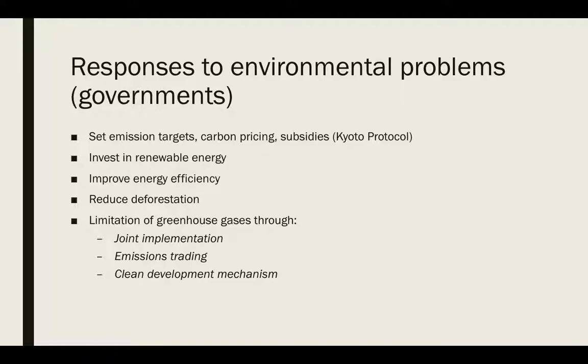There are several ways of responding to environmental problems. Governments try to tackle the problems together, as was done in the Kyoto Protocol, where countries set emission targets, carbon pricing, and subsidies. Other government responses are investing in renewable energies, improving energy efficiency, reducing deforestation, and limiting their greenhouse gases through joint implementation, emission trading, or clean development mechanisms.